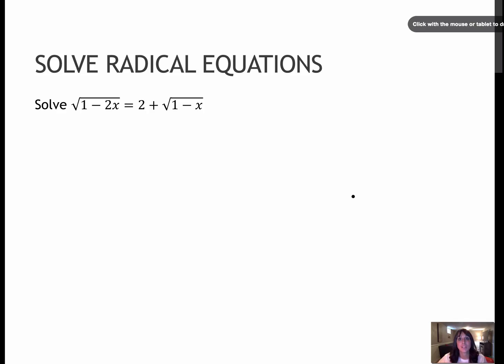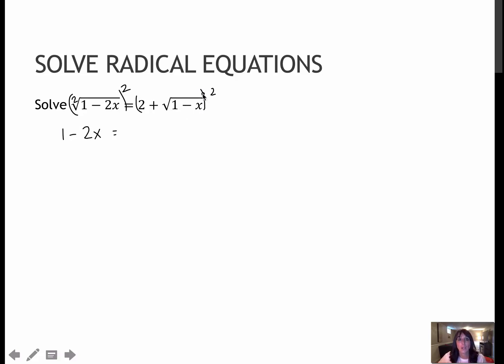This question is a little bit harder because as you can see, we have two radicals. So when I have isolated my first radical and I square it, this one's going to get a little bit ugly before it gets better. On the left side, the index of 2 and the exponent of 2, of course, cancel. So I have 1 minus 2x.